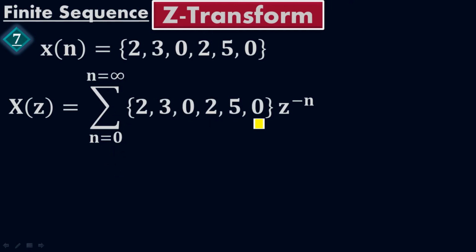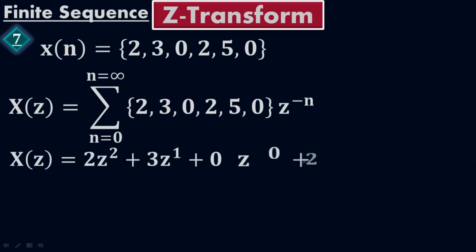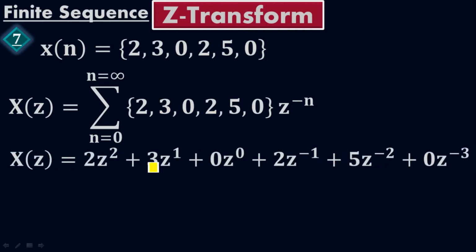Now what is the z transform? Its z transform will be 2 times z squared plus 3 times z to the 1 plus 0 times z to the 0 plus 2 times z to the -1 plus 5 times z to the -2 plus 0 times z to the -3. Look, I repeated the same thing. You can do the z transform in only one step, or you can mention the equation of the z transform. It is up to you.